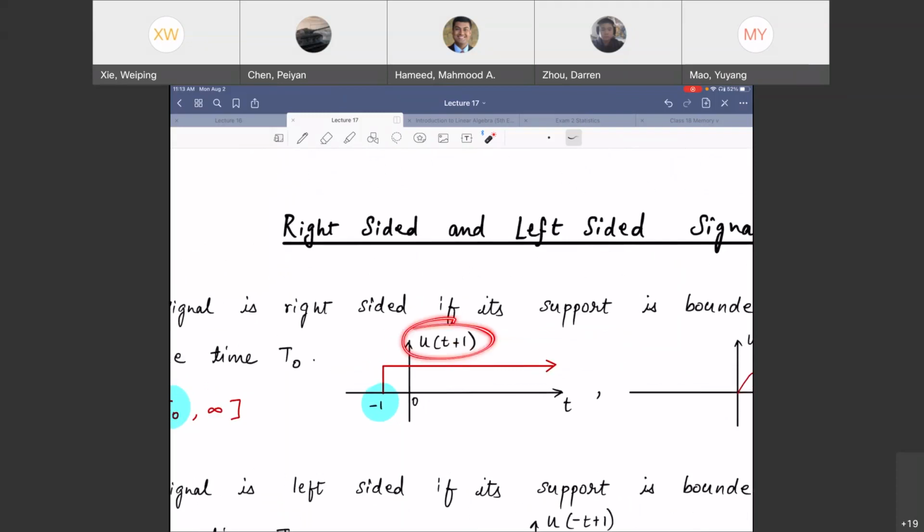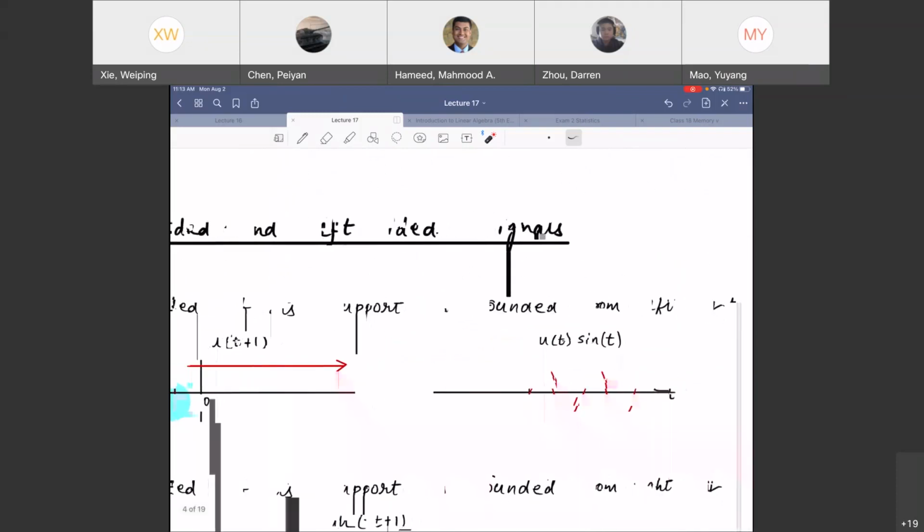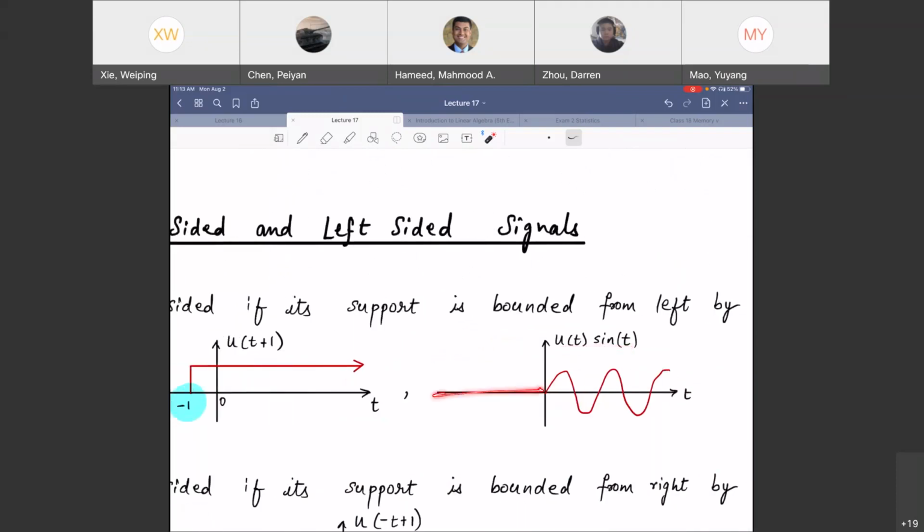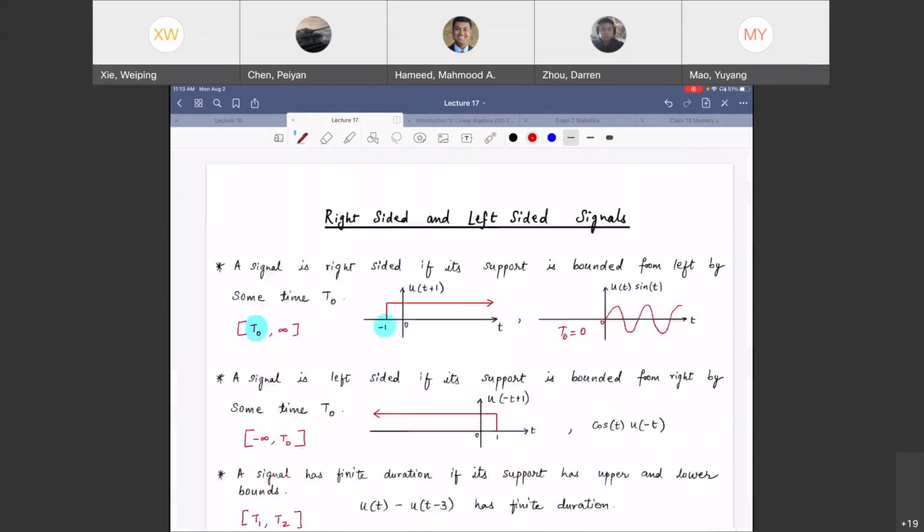U of t plus 1, another example. This one is u of t sine t. For all values that are over here, what is the support here? What is the t0 value here? What is the support on the left? 0, because that guy is 0, right? So you look at the signal, you know whether it's a right-sided signal or not.